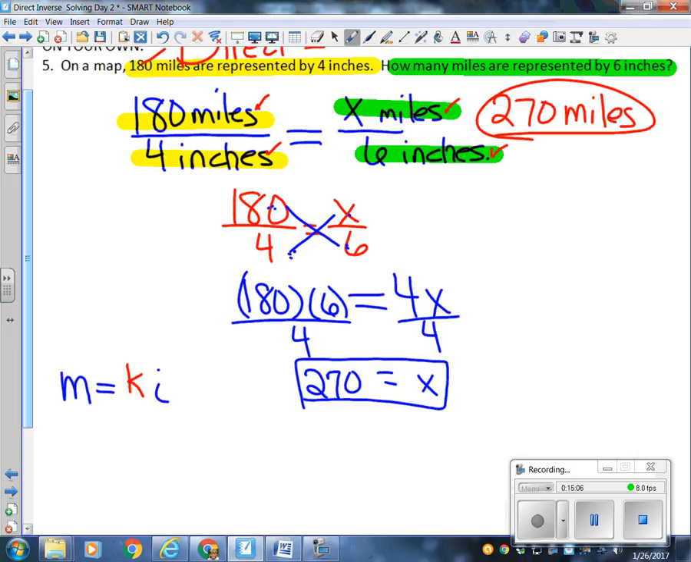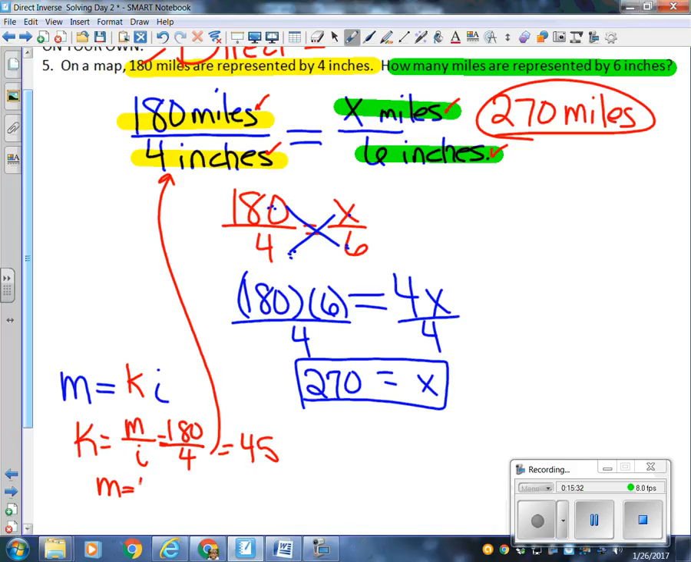So in this case, the number of miles is 180, and to solve for constant K, it's going to be the miles over the inches. So it would have been 180 over 4. That's actually what I started with. I just didn't actually stop and pause to get there. So 180 divided by 4 is 45. So now I know that my miles is equal to 45 times however many inches it turns out to be.